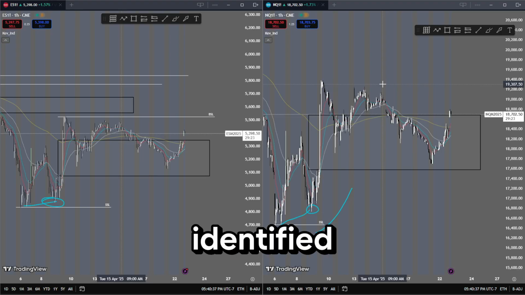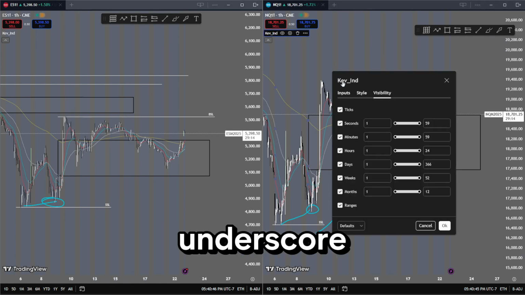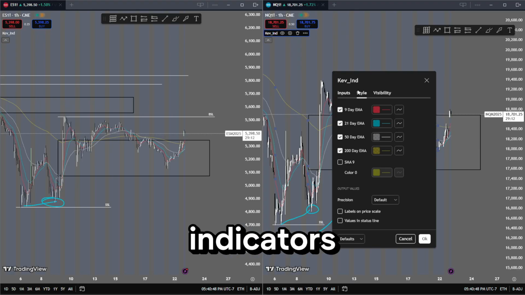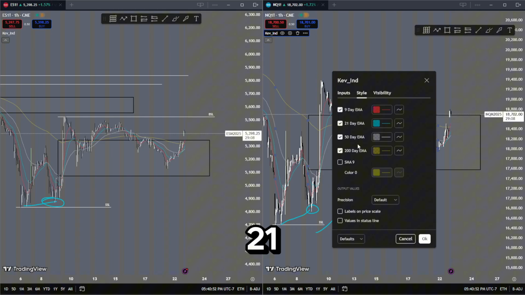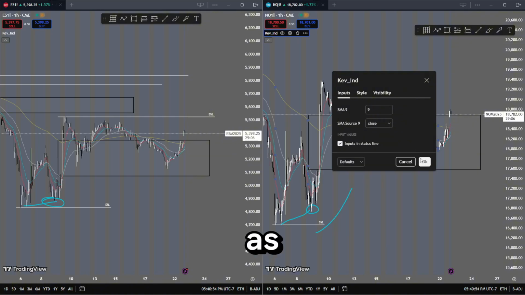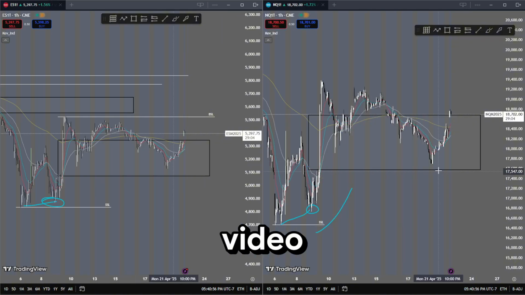So now that we've identified we're most likely going to be looking to push up, we're going to want to be using an indicator to help us through that. What indicator is that going to be? That's going to be kev_ind. Search it up in the indicators tab, pause the video, put down these settings: 9, 21, 50, and 200. These are my inputs as well. Boom. Now come back to this video.